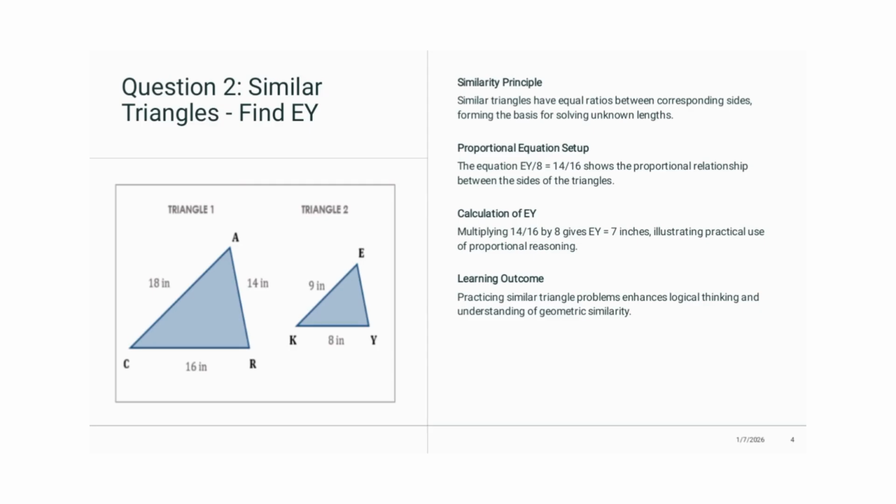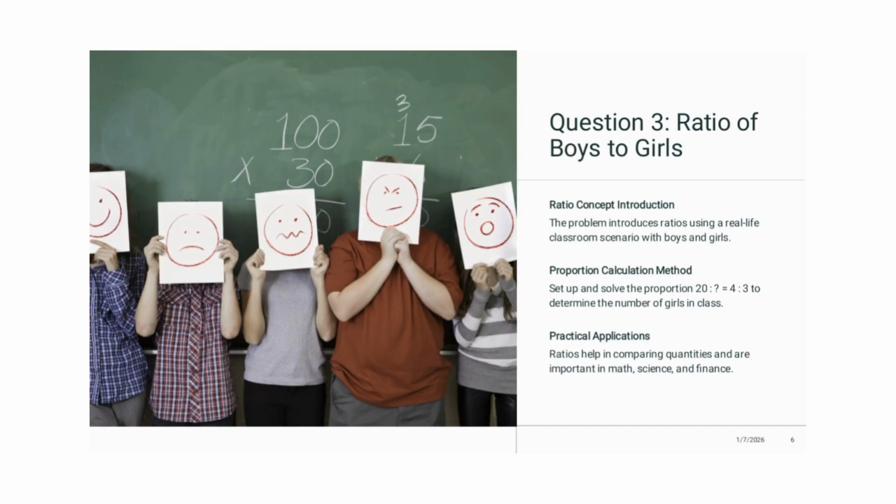This calculation illustrates how proportional reasoning can be applied to solve for unknown lengths efficiently. Such problems are common in geometry and help students develop logical thinking and problem-solving skills. By practicing these types of questions, learners strengthen their understanding of similarity and its applications in various mathematical contexts.